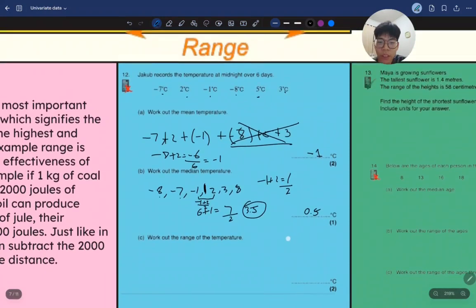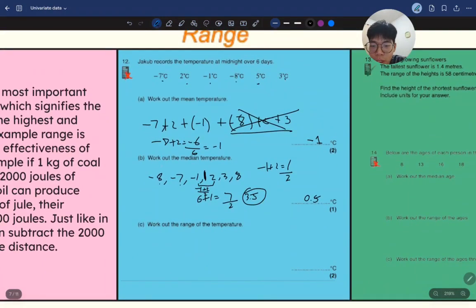Now work on the range of the temperature. The highest one to the lowest one. The lowest degree is -8, and the highest is also 8 degrees Celsius. So wait, the highest is 5. Therefore, we need to do this integer. This is -8 and this is 5. 8 steps plus 5 steps. So 8 plus 5 equals 13. 13 degrees.